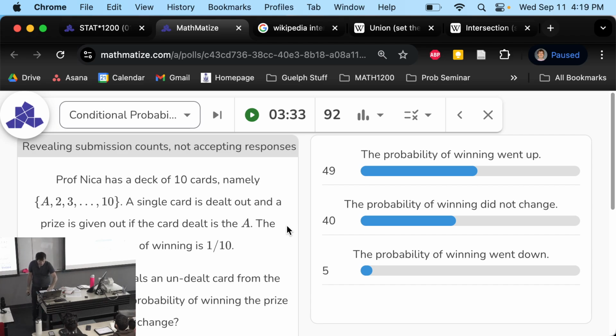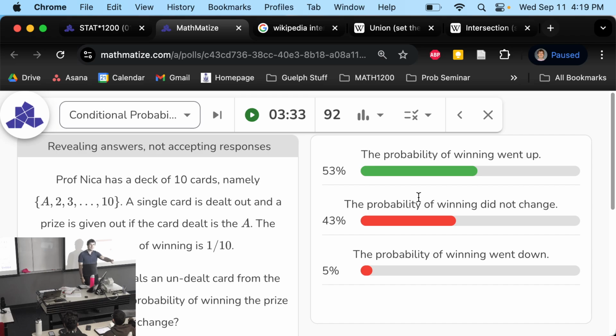But the correct answer, of course, is that the probability went up. I claim that with what we know now, the probability is 1 out of 9. It's 1 out of 9. Since there's only 1 minute left in the class, we're going to leave the discussion of why the probability is now 1 out of 9 until Friday's class.